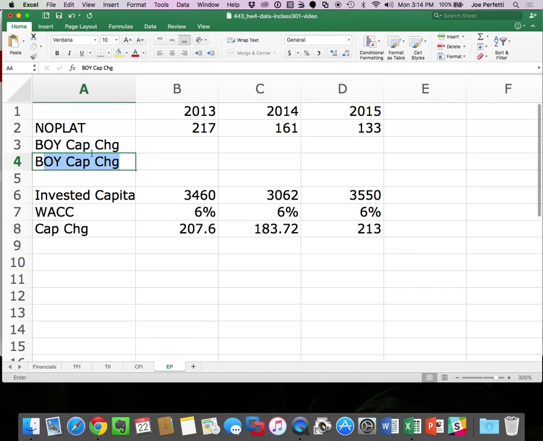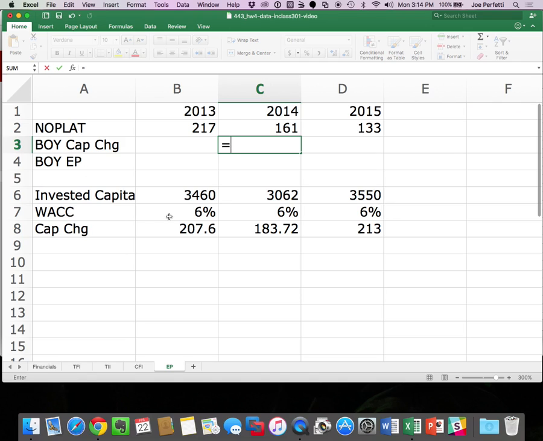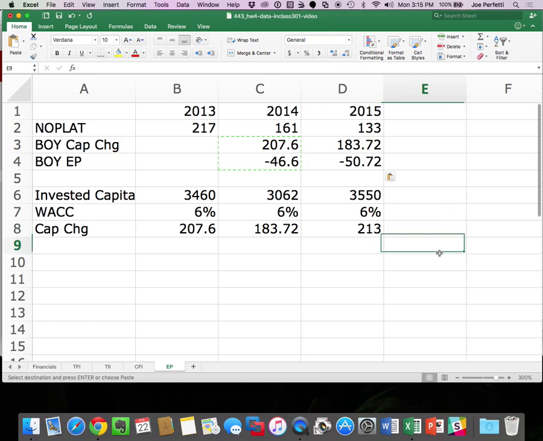So this is our beginning of year EP. So here's the idea. In 2014, we used the 2013 capital charge. And the beginning of year economic profit is current year NOPLAT minus the capital charge based on our starting capital, which is the end of last year's capital, just like it explained in the book. Pretty straightforward. So that would be our EP for 2014. That would be our EP for 2015.